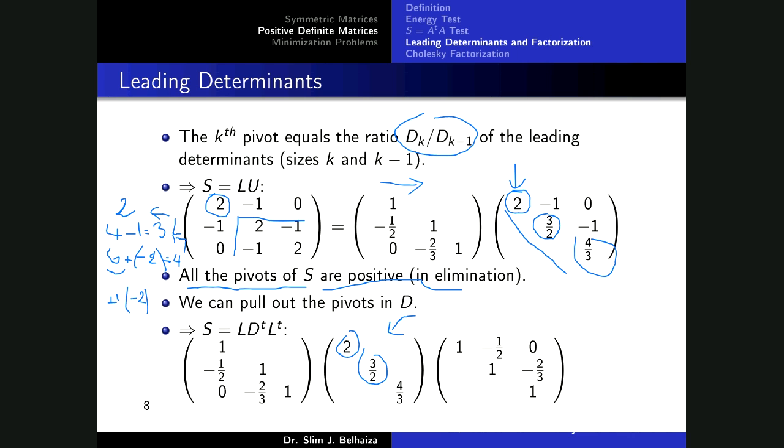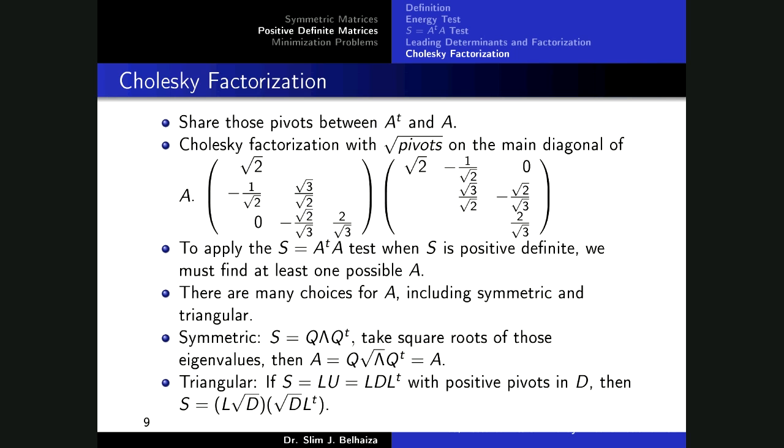I can do that, and I have two new matrices here. On the side, I have L and L transpose. This is L transpose. This is nothing but L, it's exactly the same matrix, and this is L transpose. Okay? So we were able to write our matrix as L times D times L transpose. Okay? And we can do much more. So we can share those pivots between A transpose and A. Remember, the whole purpose is to write S as equal to A transpose times A. So what we did is we shared them among these two matrices.